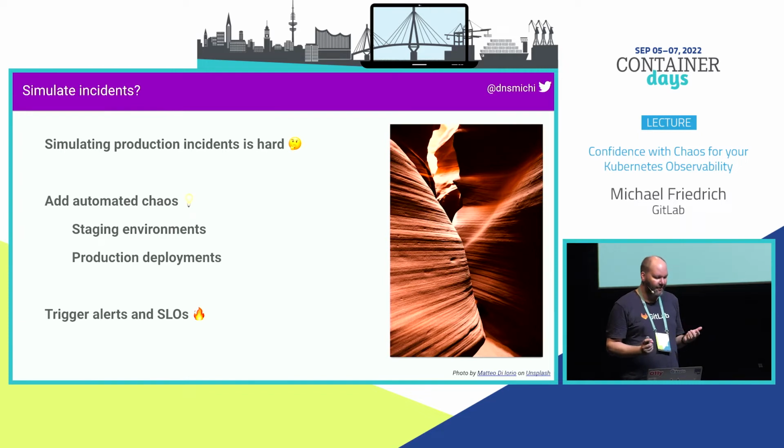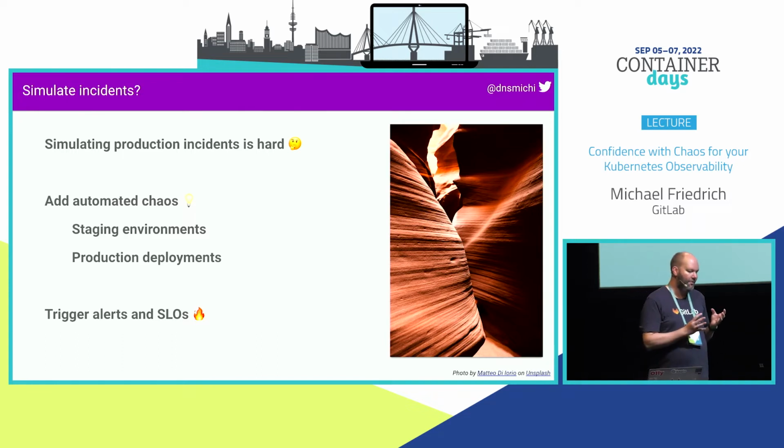The other thing is then, on a more serious note, simulating a production incident. This is really hard. I can break something, I can break DNS and see how everything is not working. But in the end, you want to add some sort of automated chaos on a schedule, on a cycle, also using it in a staging environment, but also in a production deployment, testing in production. The idea is to really trigger alerts and service level objectives to see that everything is working as expected and you can react on that.